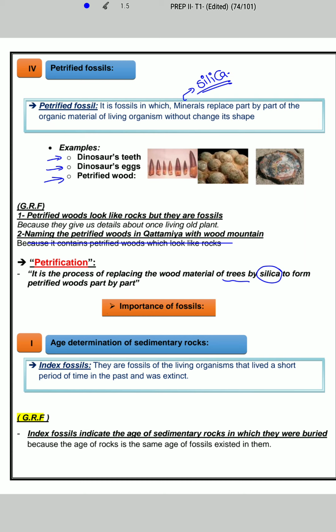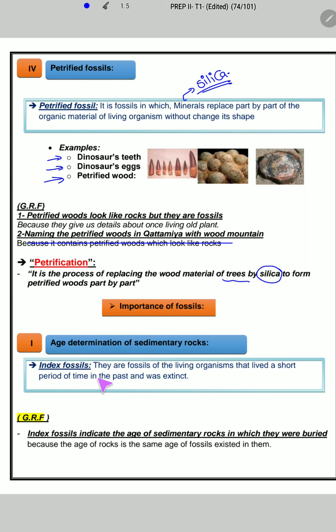What's the importance of fossils? We have four importances of fossils. Number one, the age determination of sedimentary rocks. There is a kind of fossils we can use to determine the age of sedimentary rocks. This kind is called index fossils.